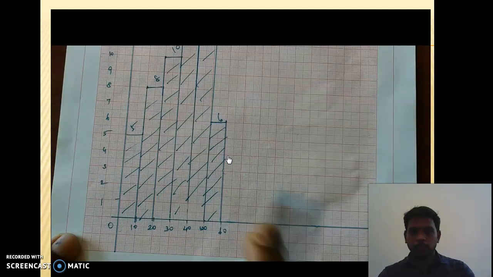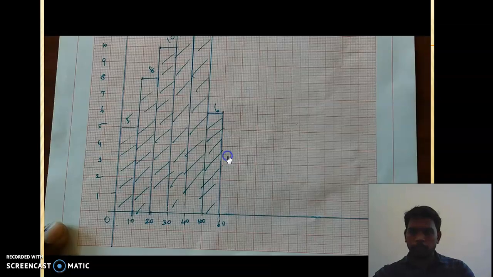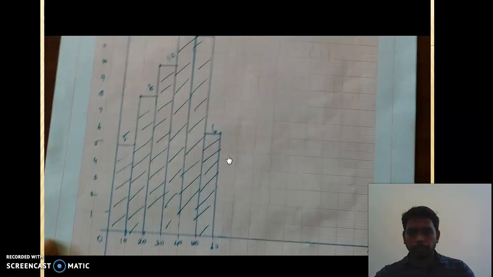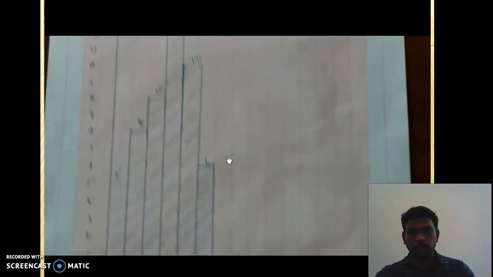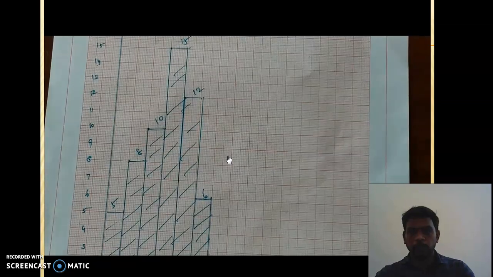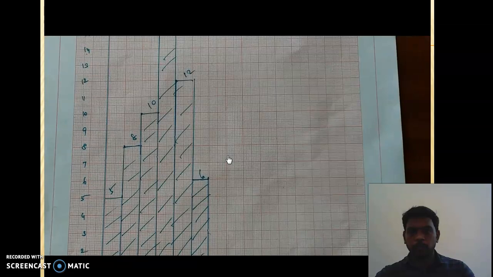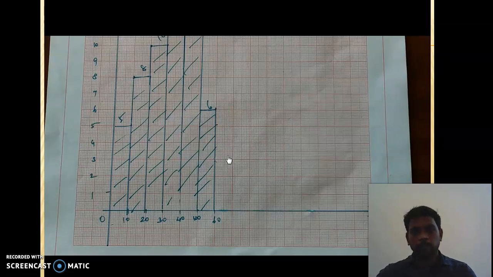So, how can I define a histogram now? And what is the difference between a histogram and a bar graph? In a histogram, there is no gap between any two bars, but in bar graphs, there are some gaps. That is the difference between a bar graph and a histogram. So, that is the procedure to draw a histogram.